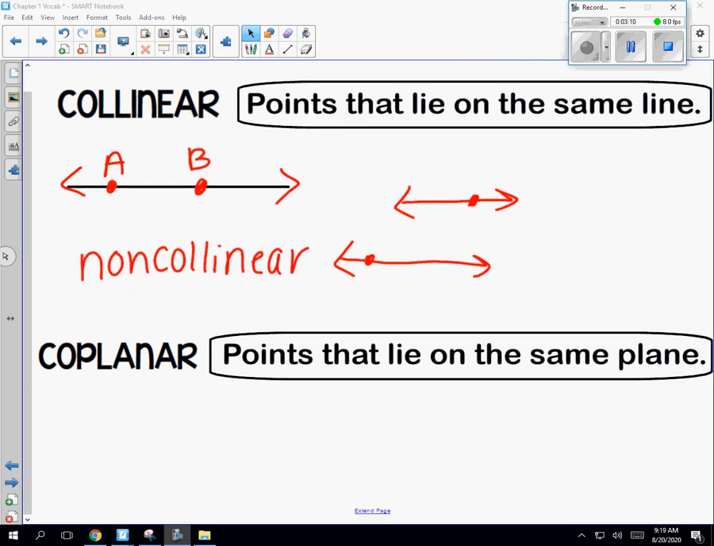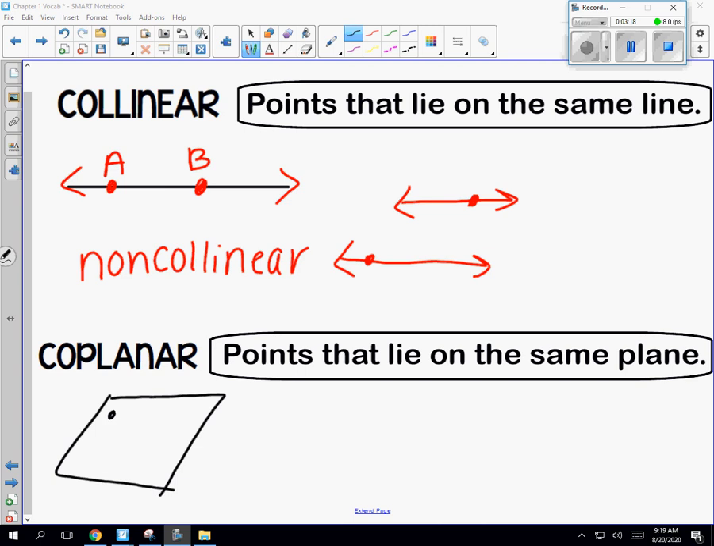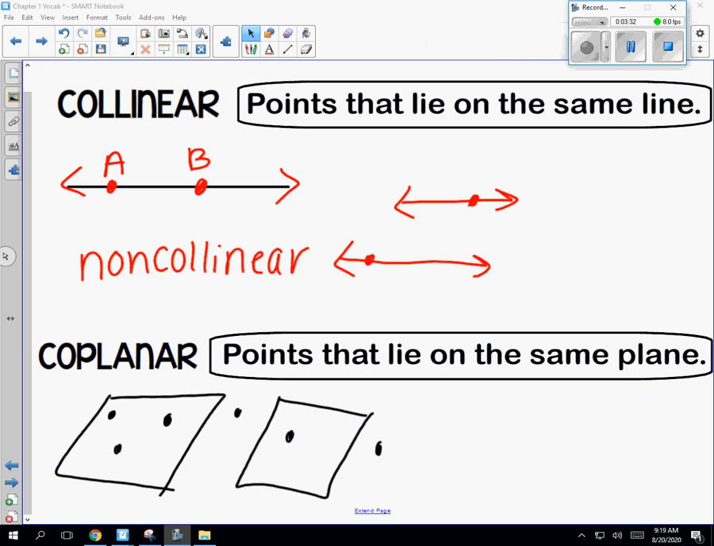Now, coplanar are points that lie on the same plane. So it might look like some type of flat surface with points on the same plane. If the points are non-coplanar, then you might have something that looks like this with points on the outside of the plane. They're not on the same plane.